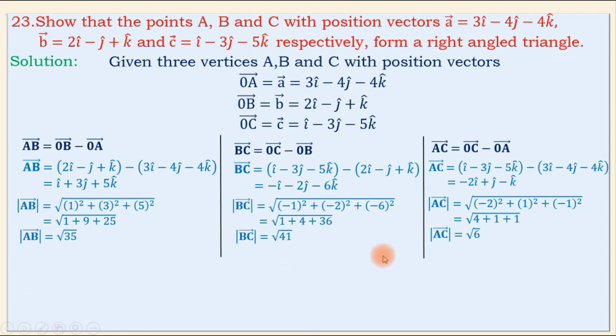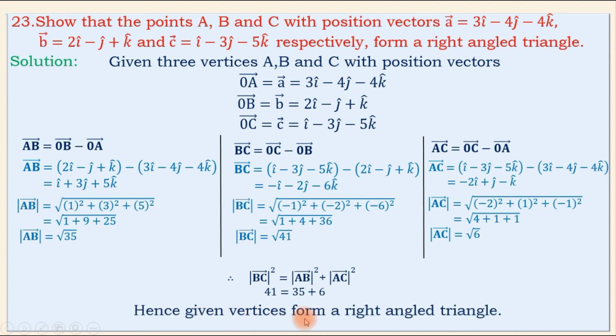So we can easily verify that the square of one side is equal to the sum of squares of the other two sides. Here the square of the magnitude of BC vector is equal to the sum of squares of the other two. That is, magnitude of BC vector whole square equals magnitude of AB vector square plus magnitude of AC vector square. So that is 41 equals 35 plus 6. Hence the given vectors form a right angle triangle.